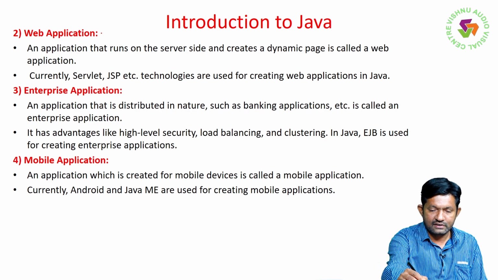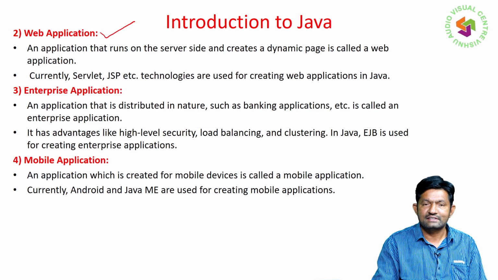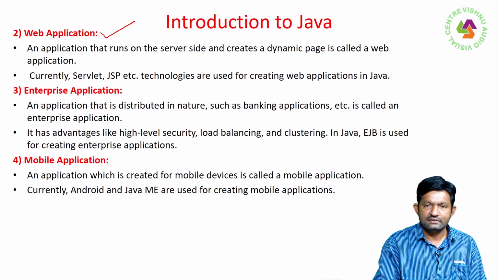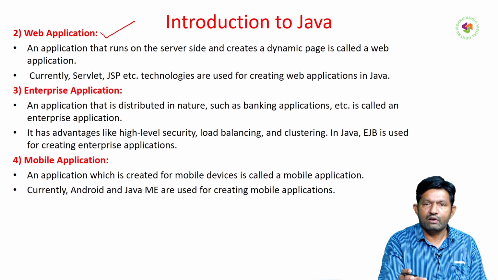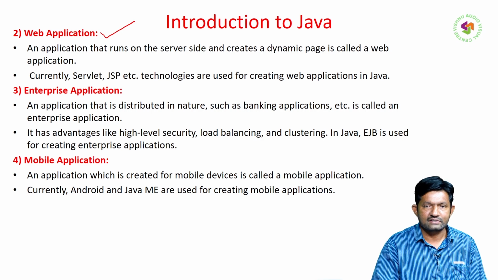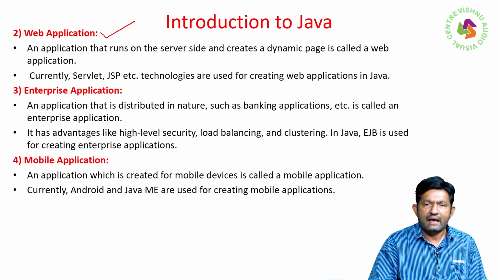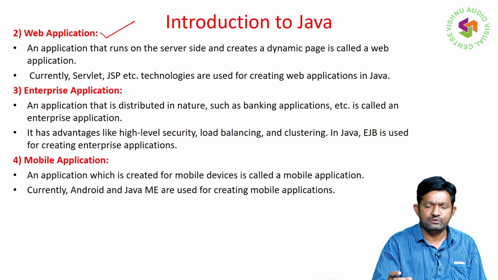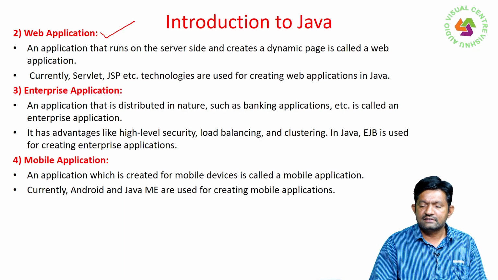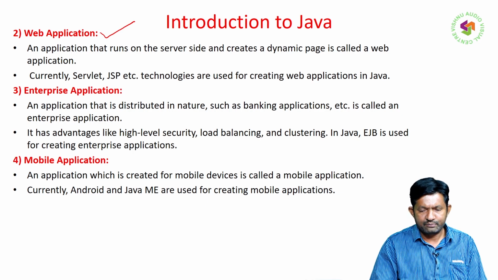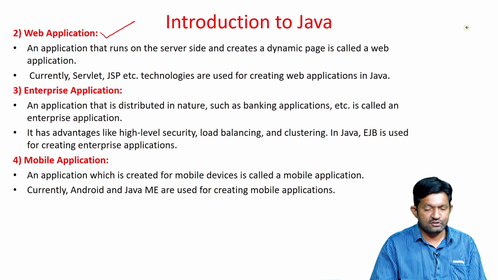Coming to web applications, a web application is an application that runs on the server. We know the client and server technology. All the applications we develop for end user or customer requirements are web applications. After developing them, we store our data in the cloud, and from there we retrieve the data using web applications. Maximum websites are developed in Java programming language. An application that runs on the server side and creates a dynamic page is called a web application. Currently, servlets and JSP, Java Server Pages technologies are used for creating web applications in Java.